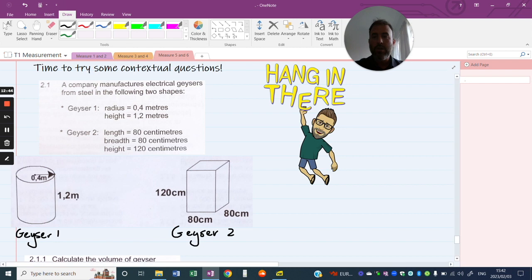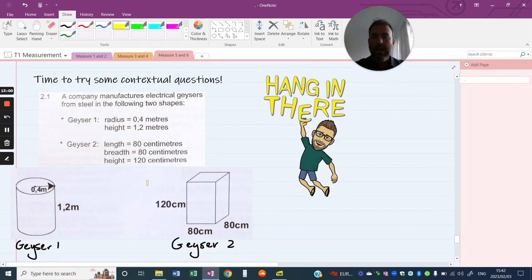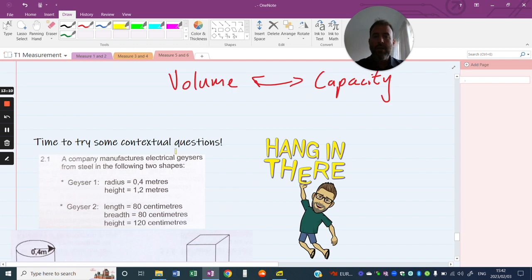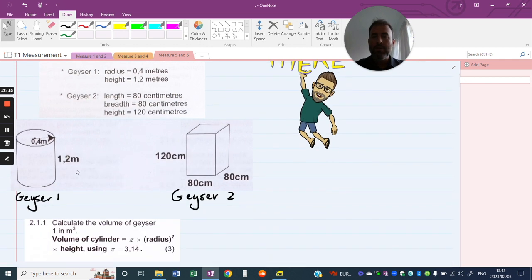We have all the dimensions provided for us on these diagrams. One thing to check, very important, is what units they give us. In the cylinder geyser, they give us meters for both of the dimensions. For the rectangular prism, all the dimensions are in centimeters. So just remember that.